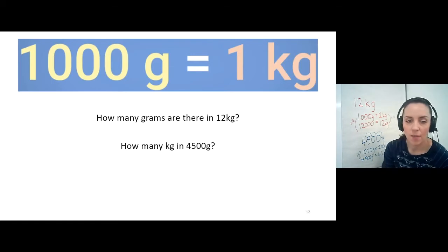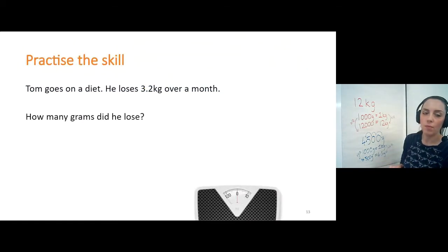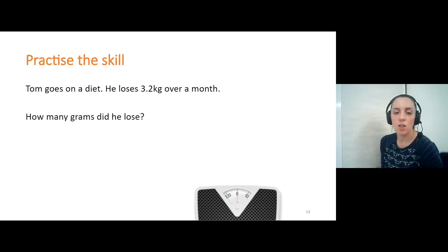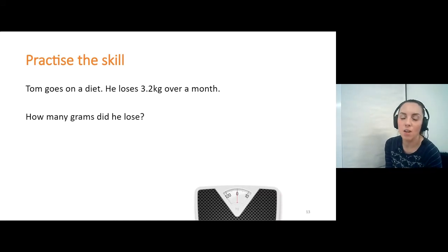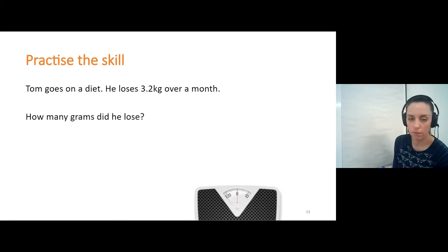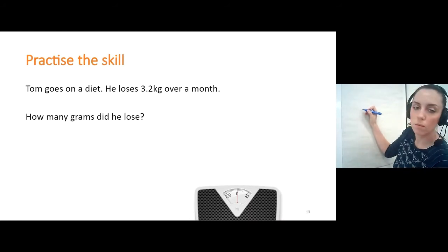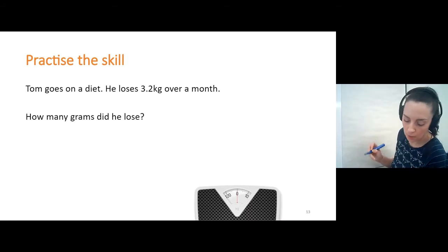Let's have a look. Level 1 question now. So that was entry level 3 on that last page. So this is a level 1 example. Tom goes on a diet. He loses 3.2 kilograms over a month. How many grams did he lose? Anybody want to have a guess or an answer?